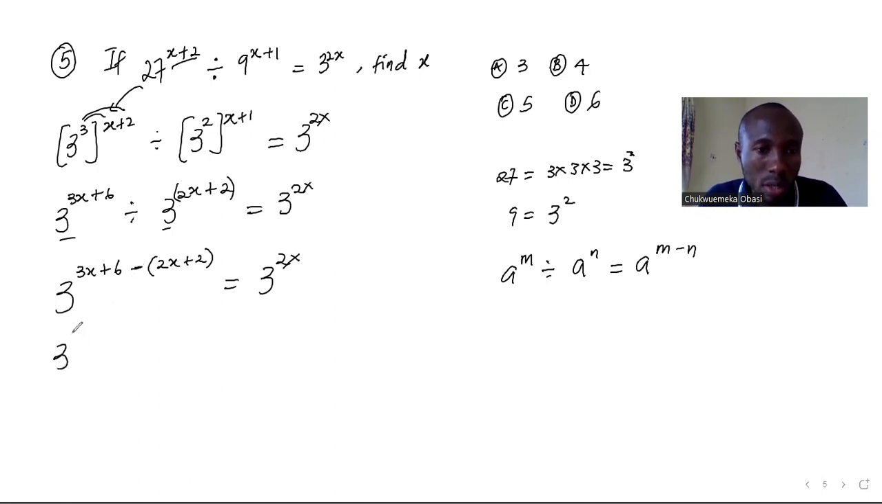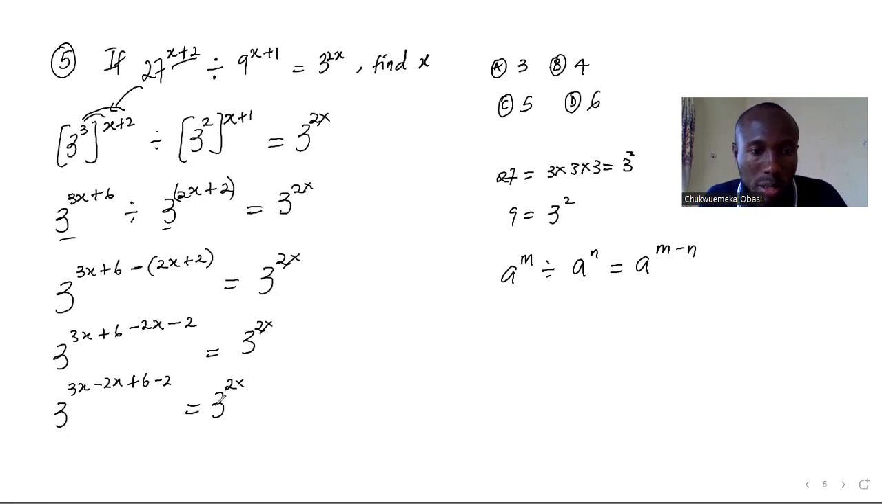So you have 3 to the power 3x plus 6, then minus 2x and minus 2 equal to 3 to the power 2x, right? Now you can collect like terms here. So you have 3x here, then this is minus 2x, this is plus 6, and this is minus 2, all equal to 3 to the power 2x. And of course, 3x minus 2x will give me just x, 1x, which is the same as x. Then 6 minus 2 will give me 4, and that is equal to 3 to the power 2x.